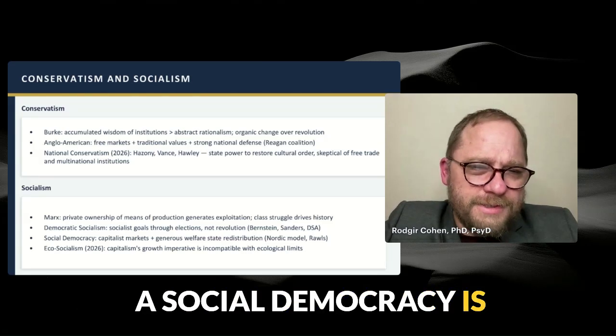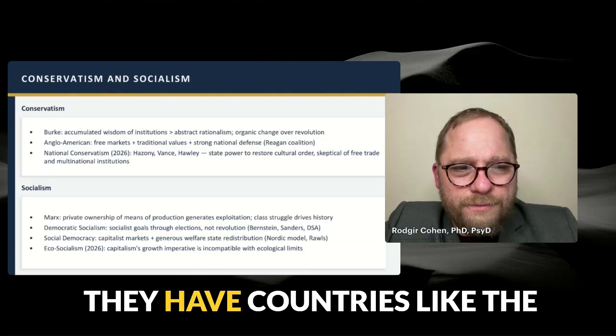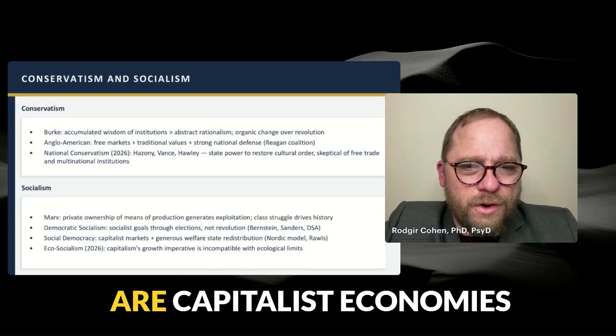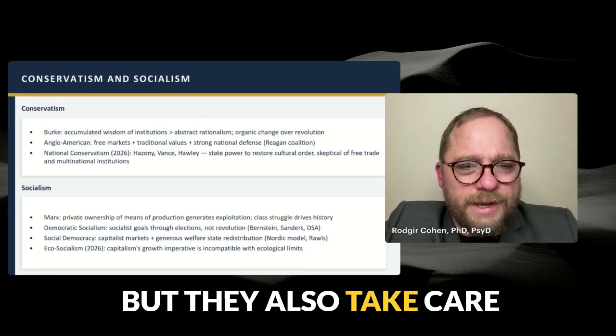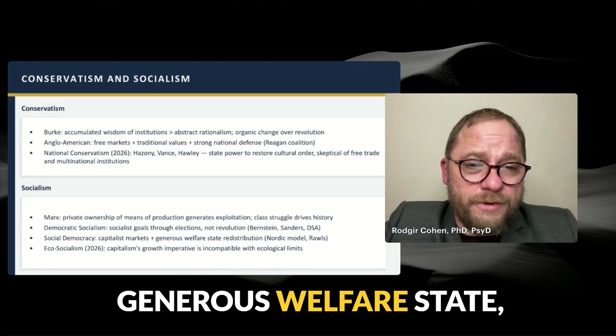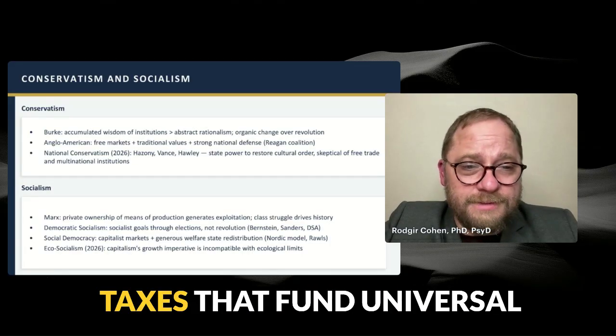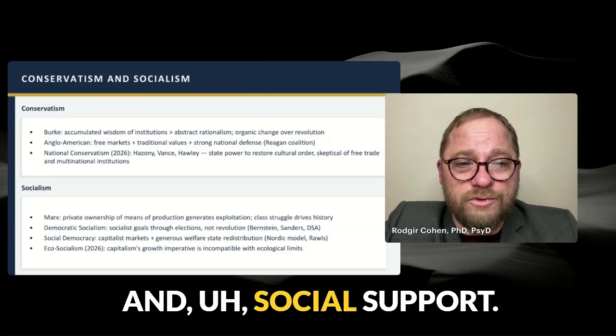Social democracy is distinct, and important distinctions matter here. Countries like the Nordic states are capitalist economies with private ownership and competitive markets, but they also take care of a social welfare class. What they have is a generous welfare state, strong labor unions, and high taxes that fund universal health care, education, and social support.